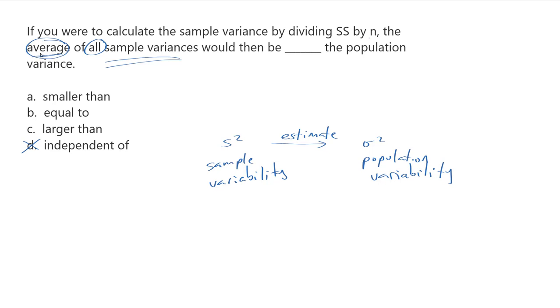So on average, when you look at all of your sample variances, you're going to expect that the sample variances will show you an average that is smaller than the population variance. Samples are not able to overestimate. When you look at all of your sample variances, you're not going to be overestimating, you will be underestimating.